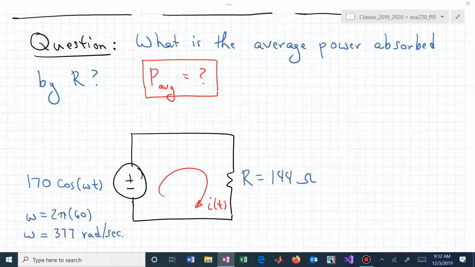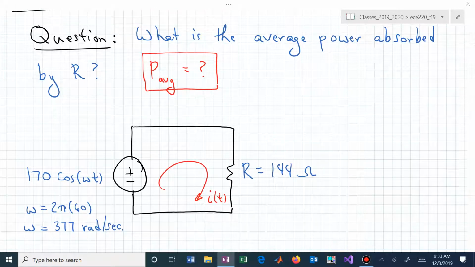How might we find that? Or what's a way to find the average power? This is maybe somewhat of a review for the final. How do I find average power? Or what is power? And here, this particular voltage is impressed directly across that resistor. There's nothing else between the voltage source and that resistor. How would you go about approaching that problem? How are you going to find the average power absorbed by that resistor?